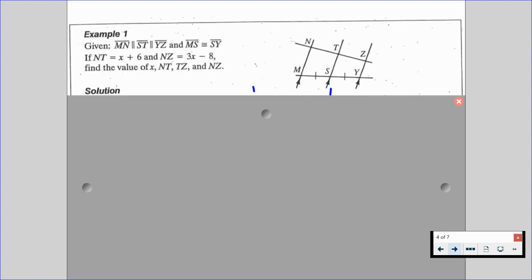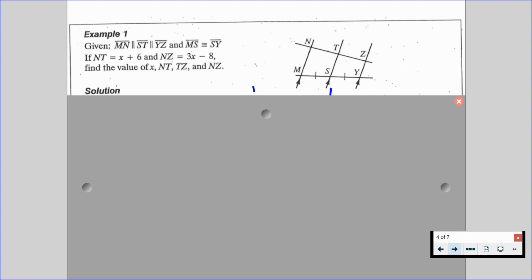In example number one, we're given that segment MN is parallel to segment ST, which is parallel to segment YZ, and that segment MS is congruent to segment SY. If the length of NT is equal to x plus 6, and the length of NZ is 3x minus 8, we want to find the value of x, the length of NT, the length of TZ, and the length of NZ. So let's go through the solution together.